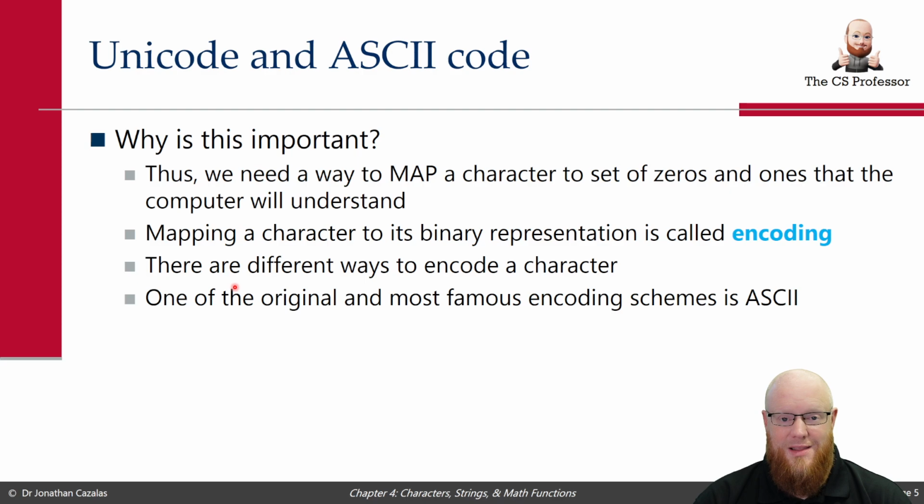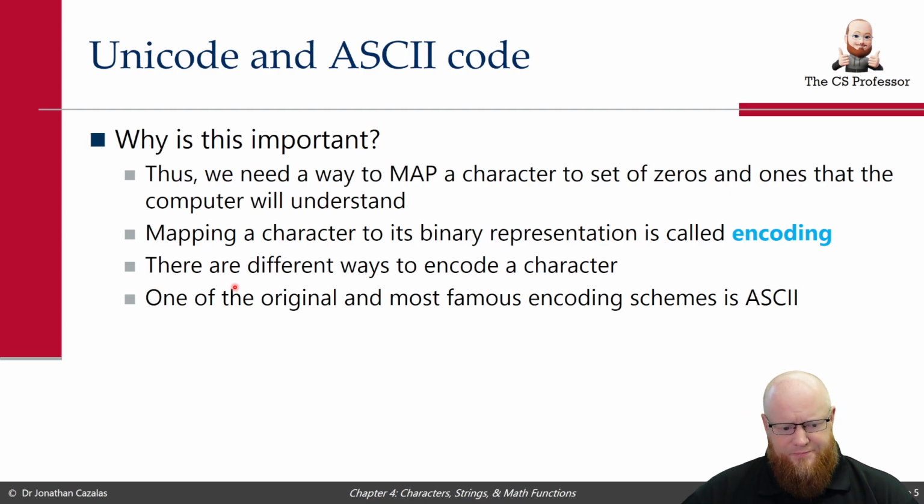If you type the letter B, as in Bob, that letter B should map to a set of ones and zeros that will be universally understood by any computer in the world. And that is called an encoding, a way of mapping a character to its binary representation.